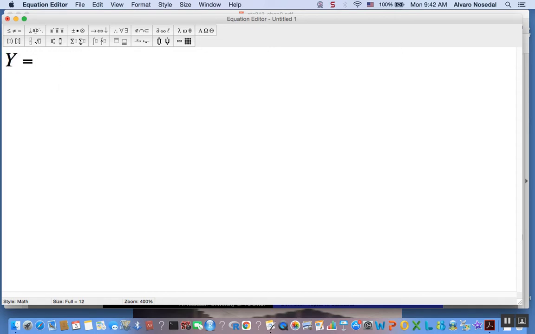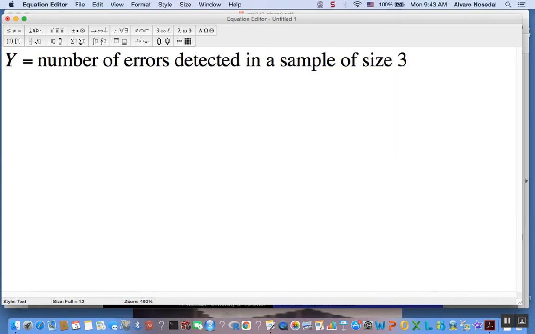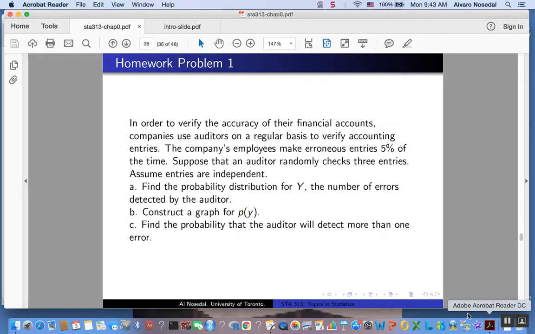So Y, number of errors detected in a sample of size 3. Given the conditions, we have that Y has a binomial distribution with parameters n equals 3, and probability of success p is 0.05.